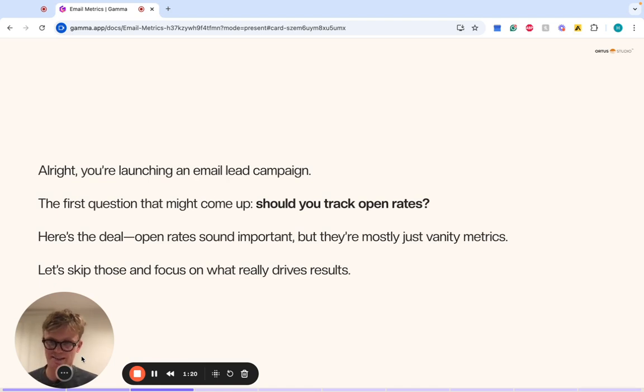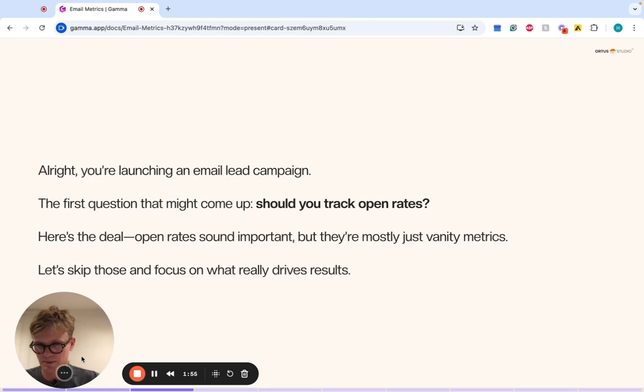The first question that might come up, and I can't tell you how many clients or potential prospects I've spoken to who ask me, is should you be tracking open rates? Ultimately, open rates sound important, but they're almost mostly vanity metrics. Just because someone's opening your email doesn't mean anything. The amount of times I open an email in my inbox but don't act on it, and just chuck it straight in the bin. So that's why open rates are irrelevant.